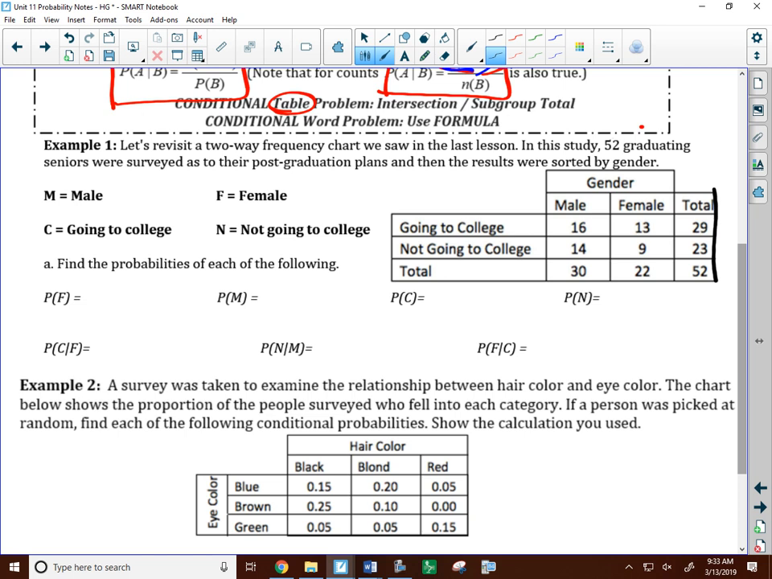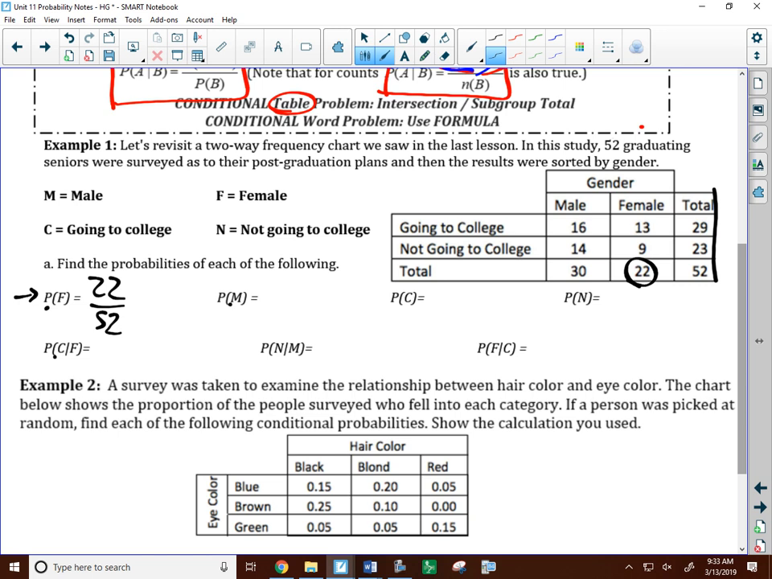I'll do one or two. These are actually, the first row here is actually all review. Find the probability. Let's do one or two of those, and then I want to get to the given ones. Probability of female. This one already has the totals in it. 22, and there was 52 total. So 22 over 52.